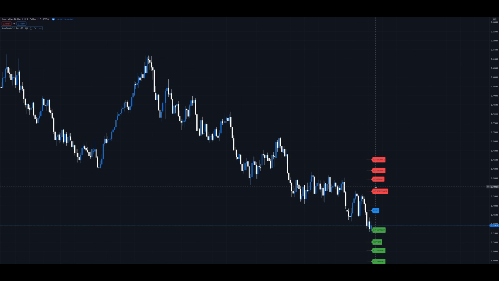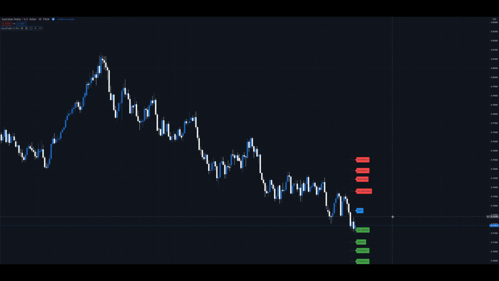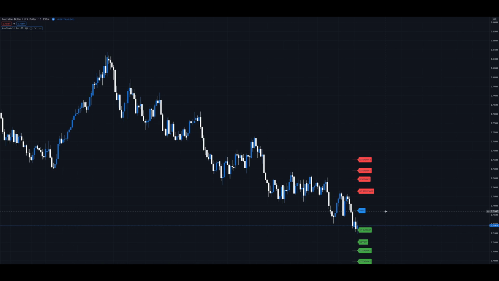Now you've got 9 levels here, as you can see. 4 of them are red, 4 of them are green, 1 of them is blue. Now if you already have an understanding of what resistance and support is, you're halfway there, but if you don't, that is okay. We're going to cover that right now.